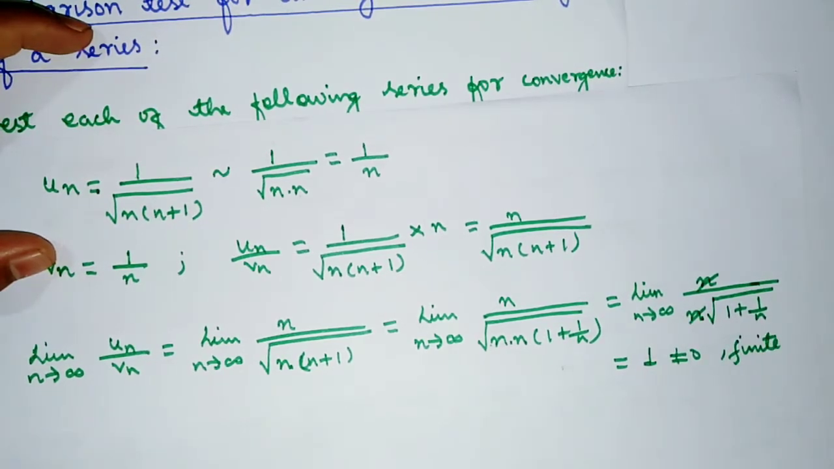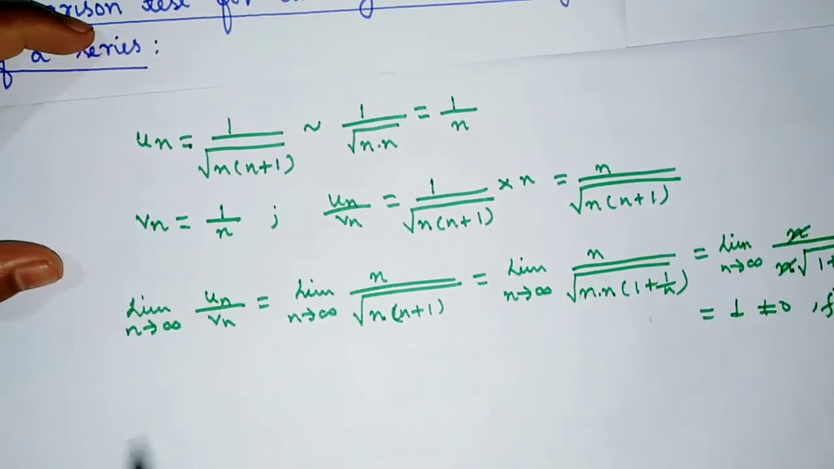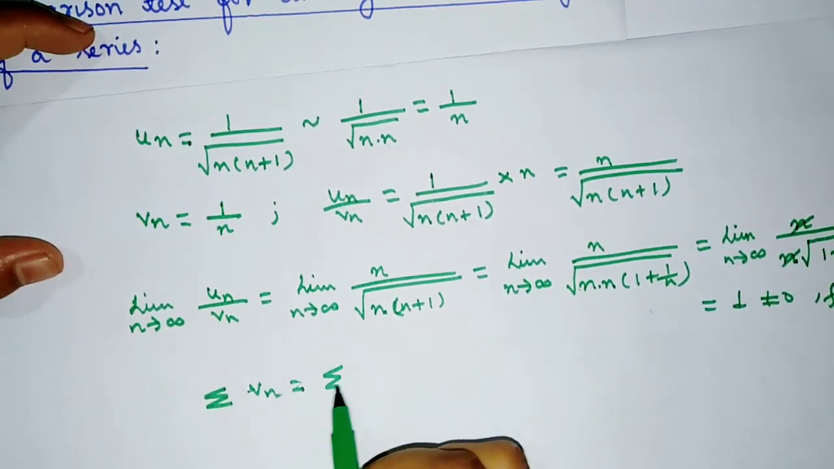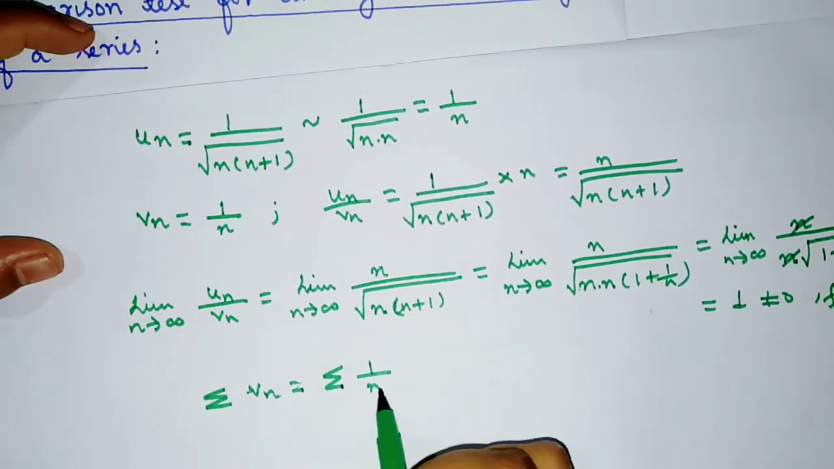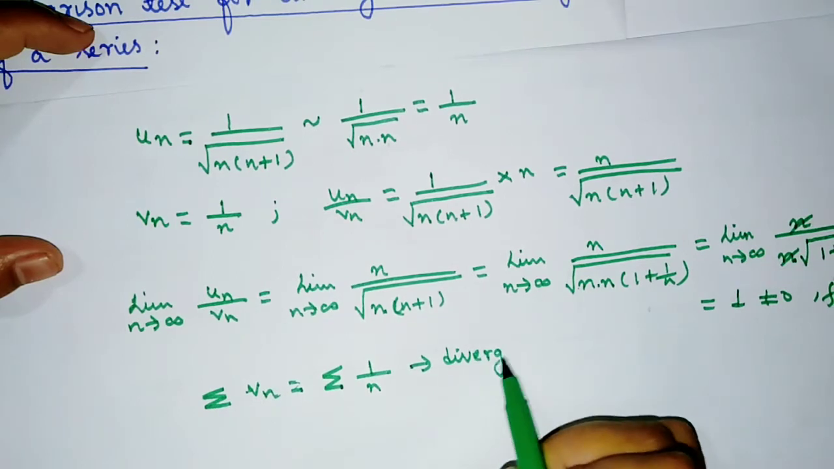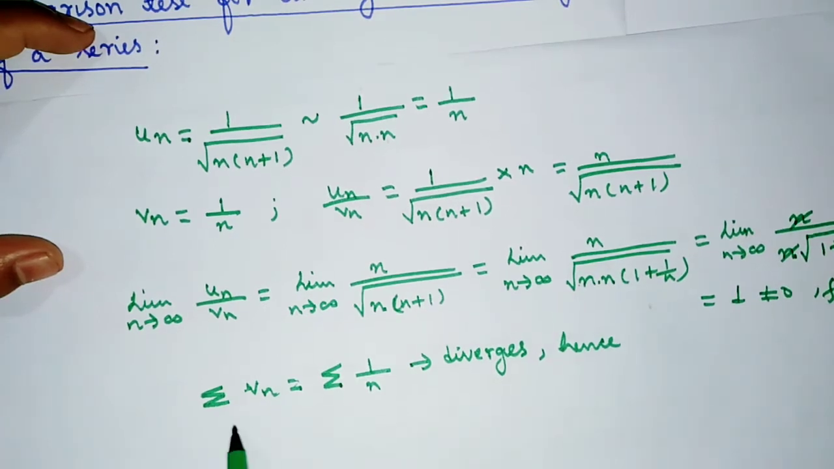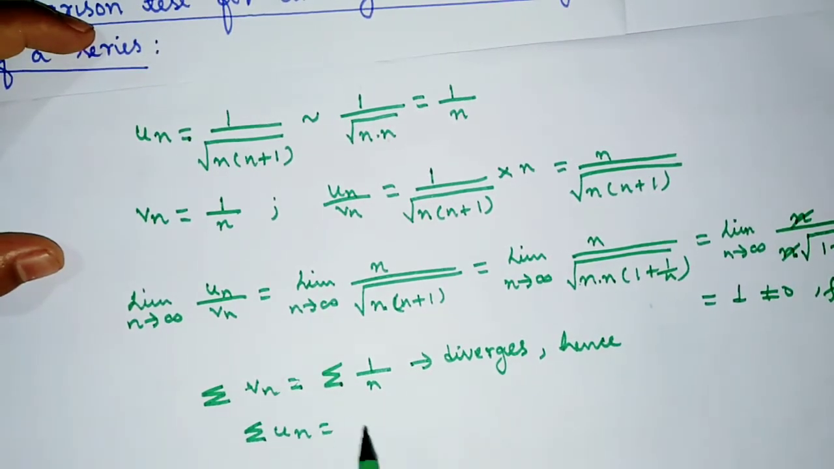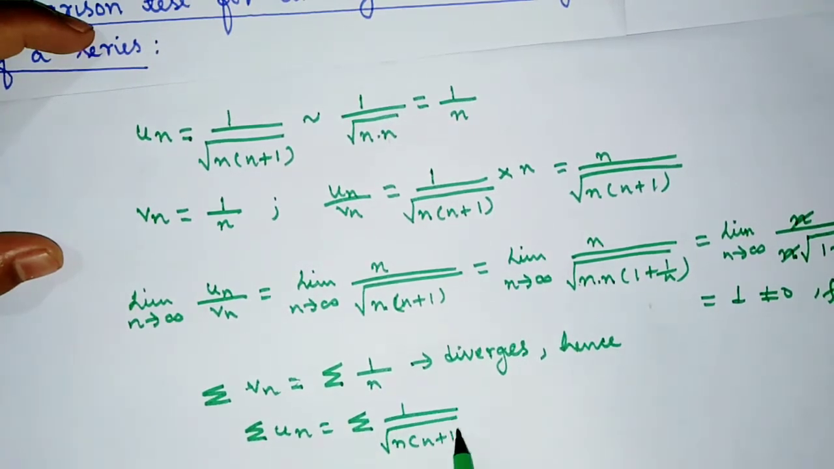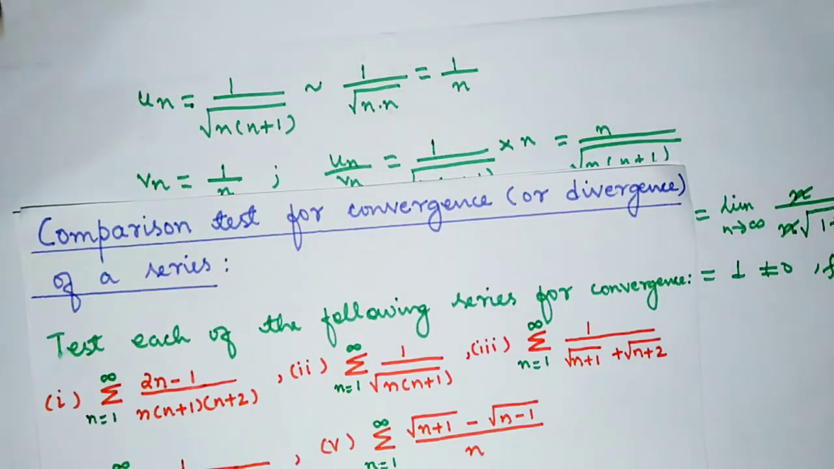Now un will converge if Vn converges, otherwise it will diverge. So look at the series Vn. What is Vn? It is 1 upon n. This series diverges. Since it diverges, by the comparison test, summation un also diverges. So let us do the third one.